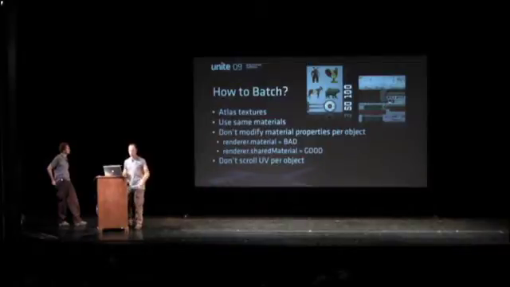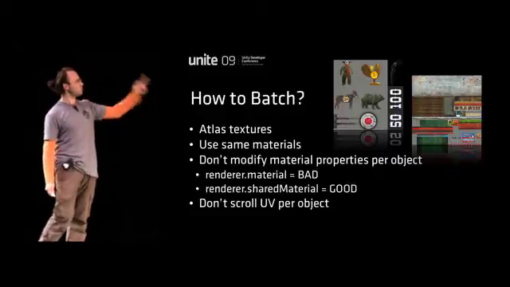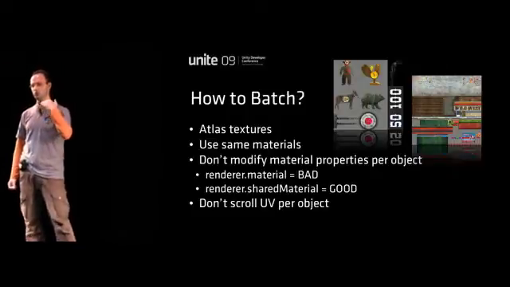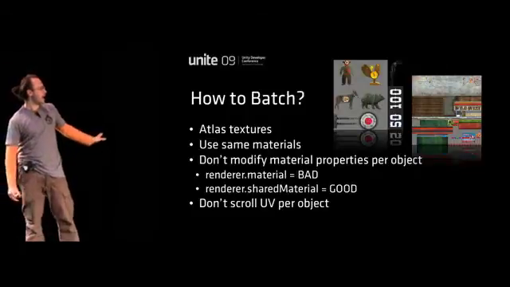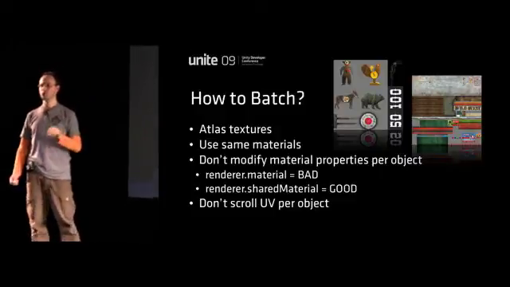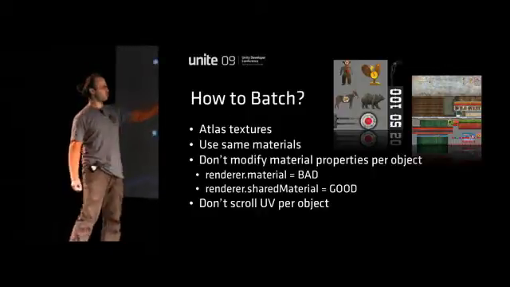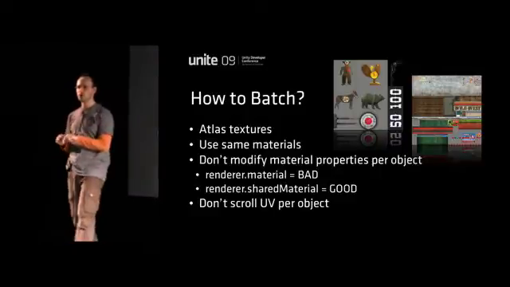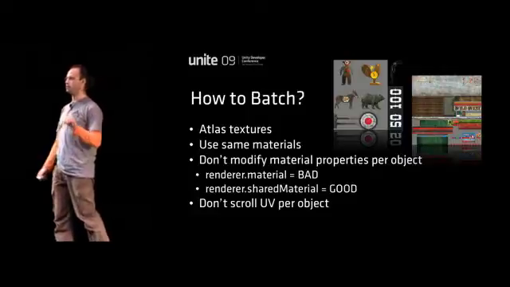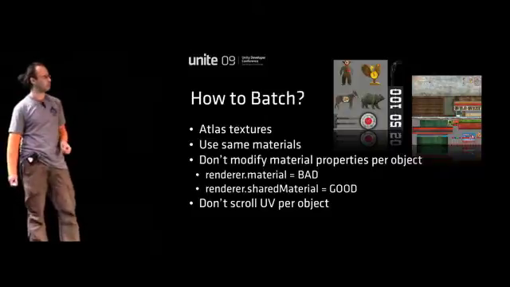OK. So the next question is how to batch. What do you need to do for batching? It's obvious, I'll just repeat it. You need to have atlas textures, because this way you can have shared materials. You should be aware that you cannot modify properties per object. Although Unity allows you to write renderer.material and then set some properties, it will actually create a copy of the materials internally. It's stated in the documentation, but sometimes you may miss that.